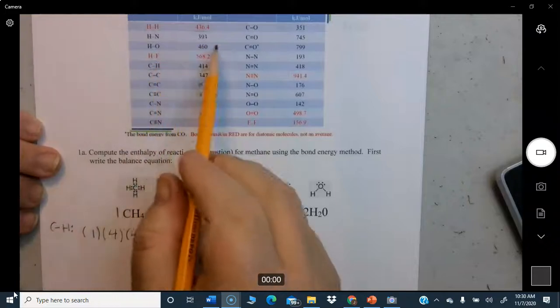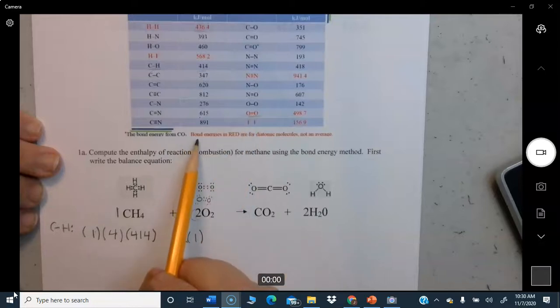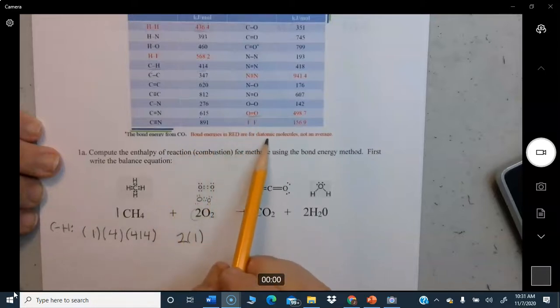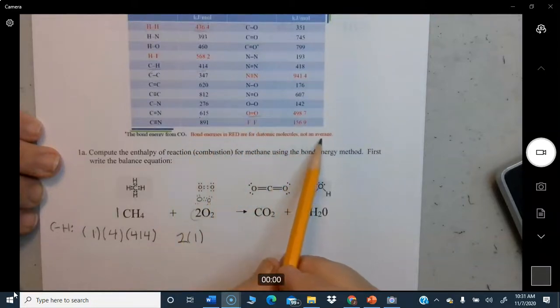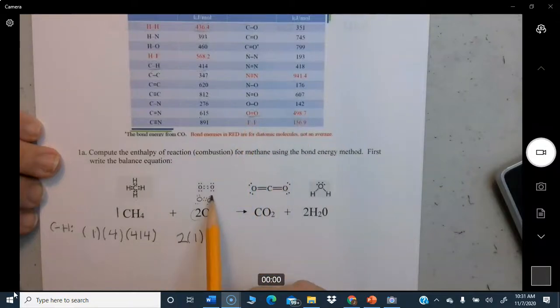You got to come up here and find oxygen-oxygen. There it is right there, oxygen-oxygen double bond. Now, what the red means, you can just read the note. Bond energies in red are for diatomic molecules, not an average. So this is actually the exact energy. This is a diatomic oxygen molecule, so that's the exact energy that it has. That's all it's saying for that. So it's 498.7. Okay, and we're done with that.